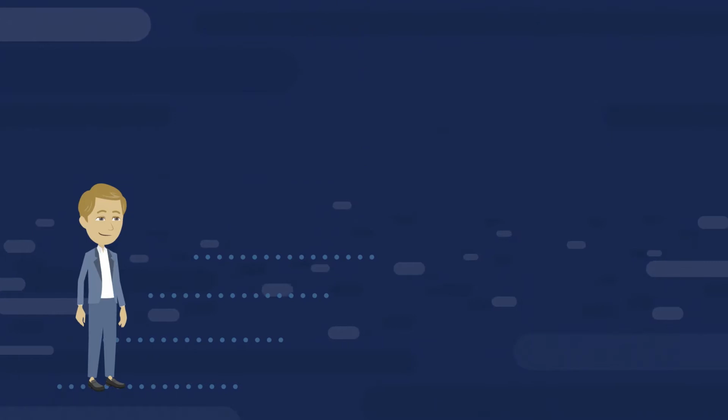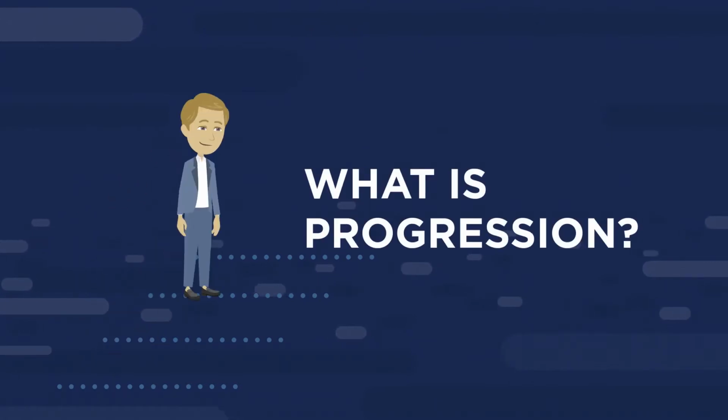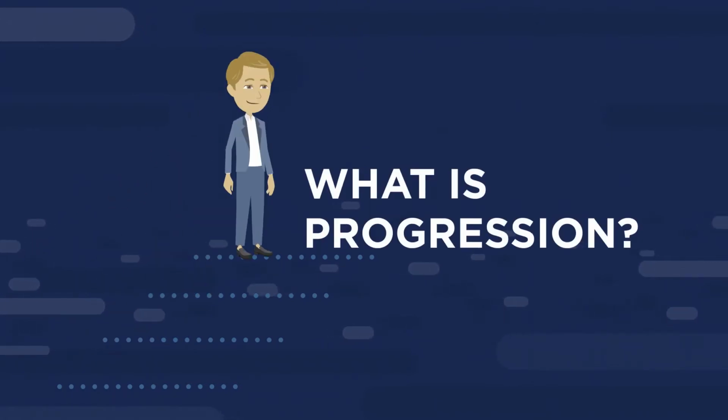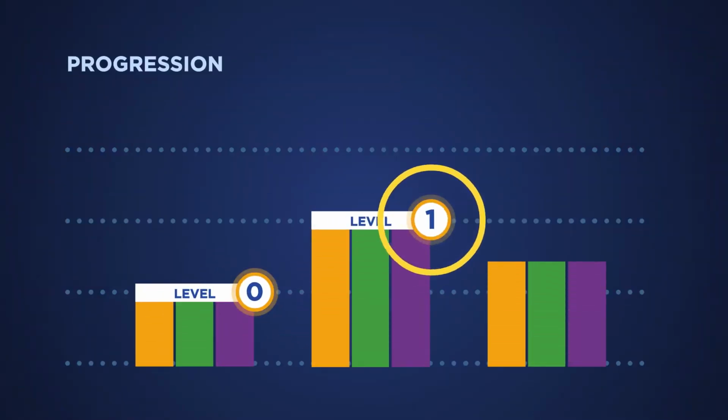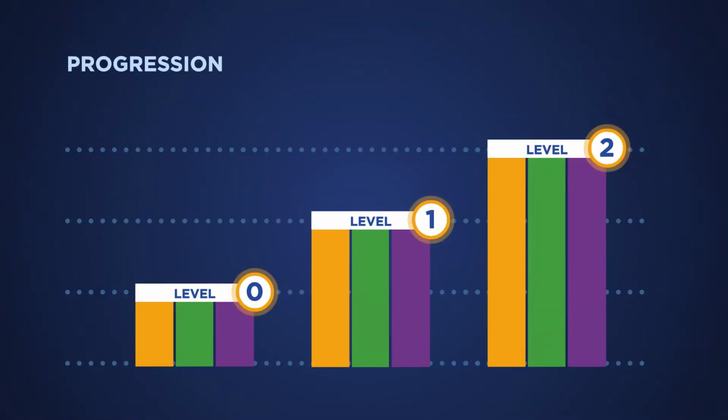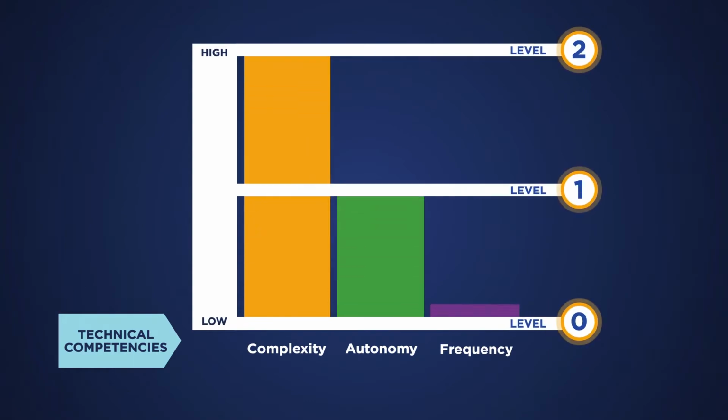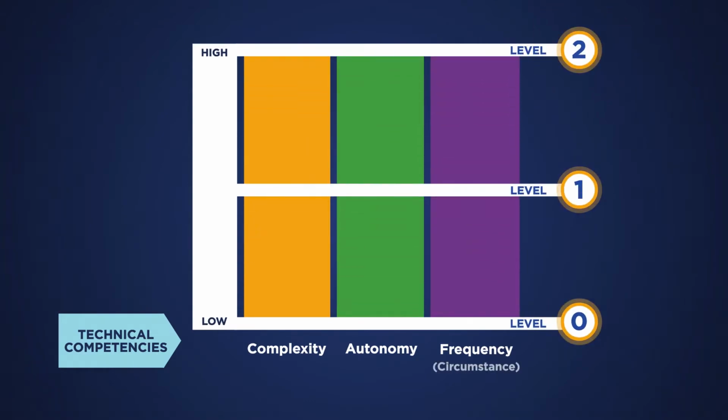In this video, you will learn about the concept of progression as it relates to your practical experience. Progression refers to student advancement through proficiency levels 0, 1, and 2, which enables them to perform at the level of a newly certified CPA by the end of their practical experience journey.